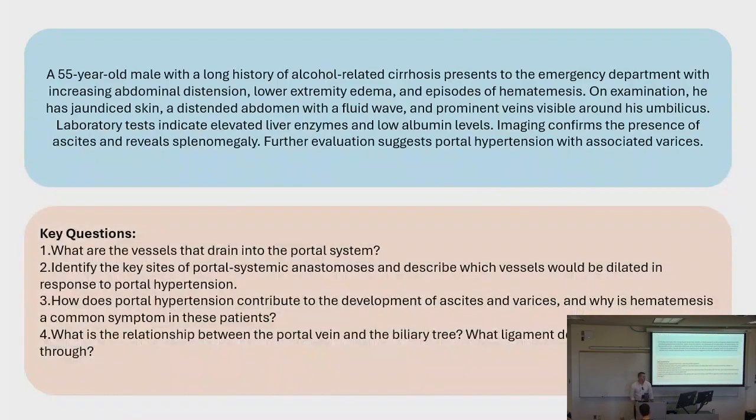Okay. All right, so next case, we have a 55-year-old male, long-standing history of alcohol-related cirrhosis, presents to the emergency department with increased abdominal distension, lower extremity edema, and episodes of hematemesis.